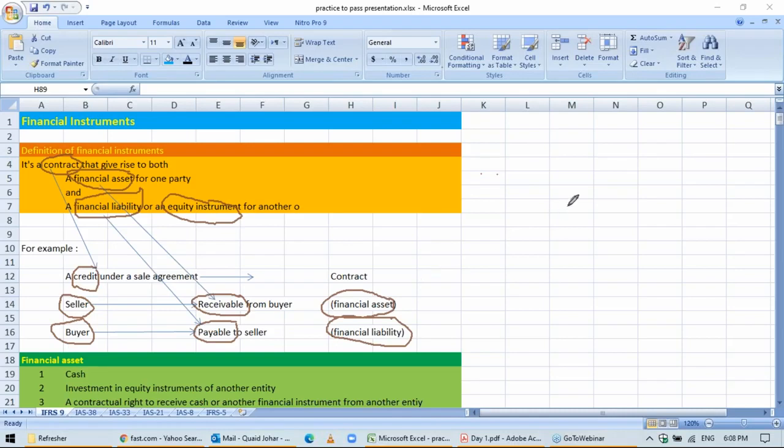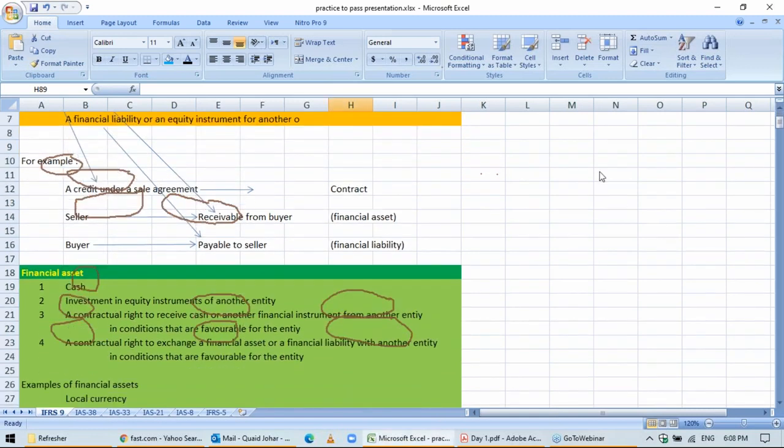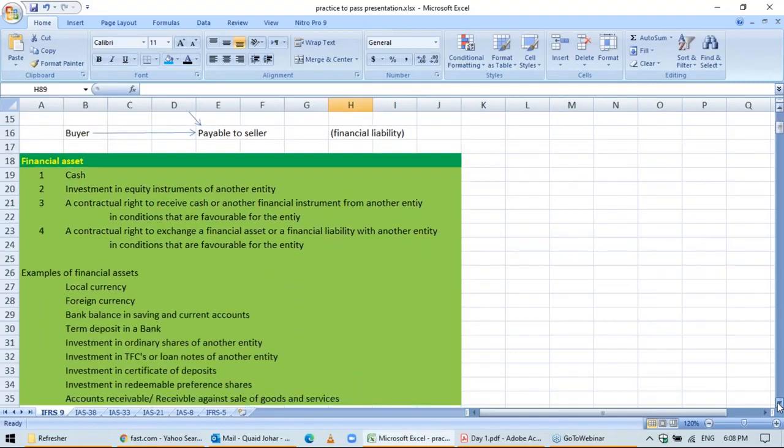Now let's talk a bit about the financial asset and financial liability. So let's move on to the financial asset and financial liability, and then we'll start doing the practice questions on this topic. So students, what is a financial asset?